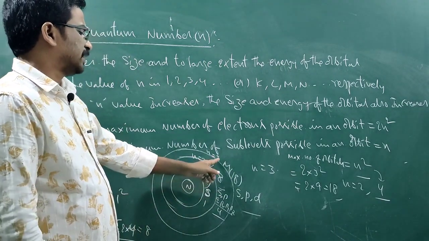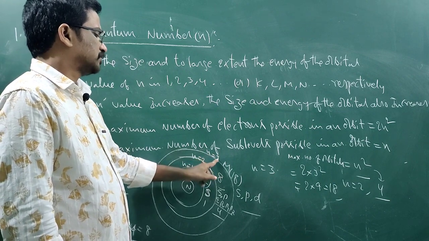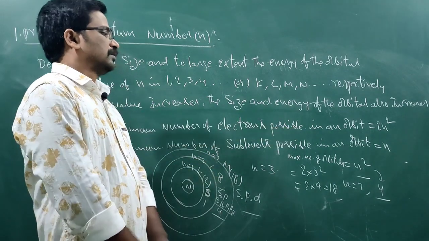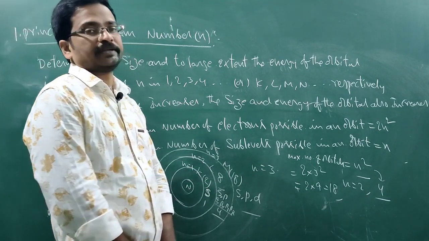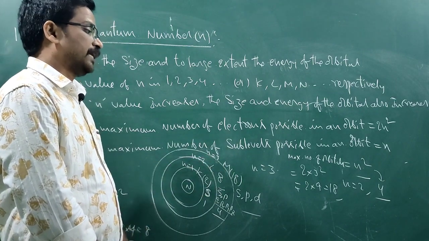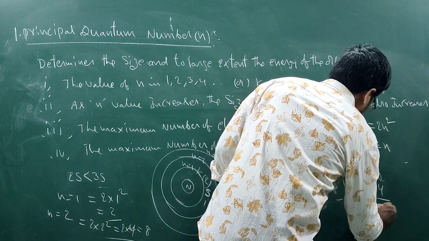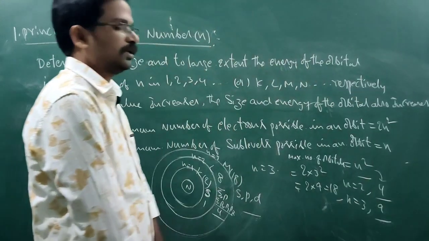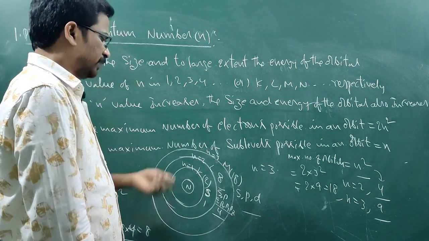Whereas for n is equal to 3, put n is equal to 3 in that formula, then you can get 9 orbitals. 3 square is 9. You can get 9 orbitals.